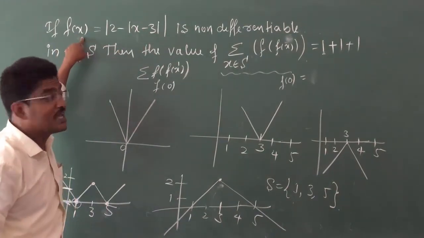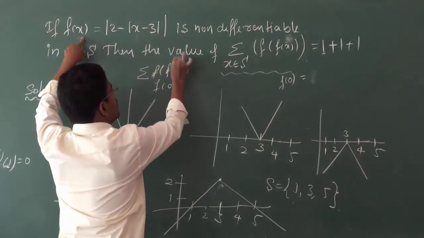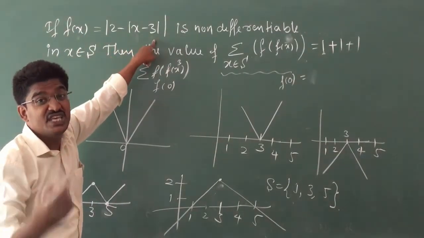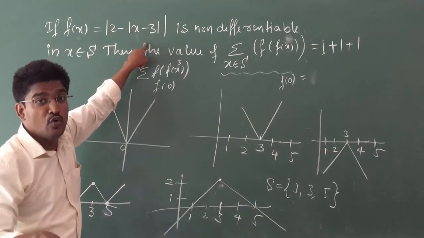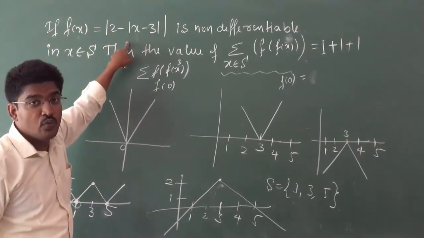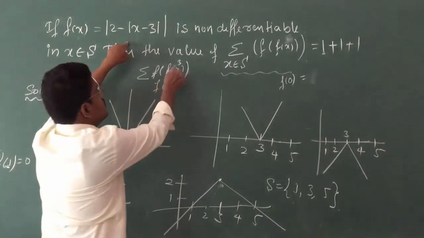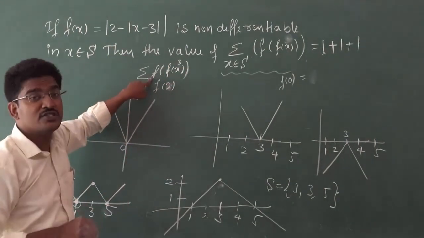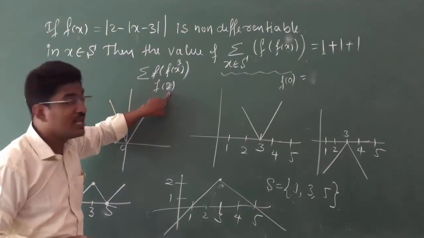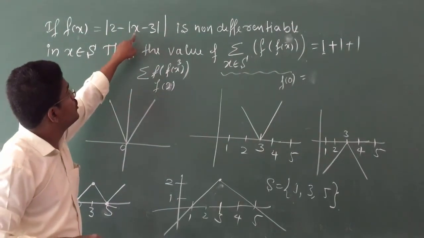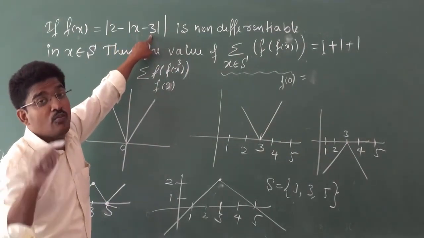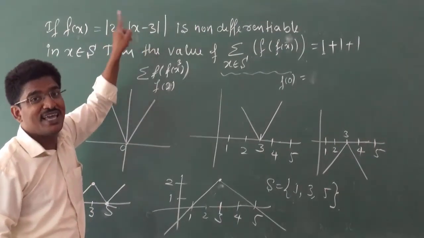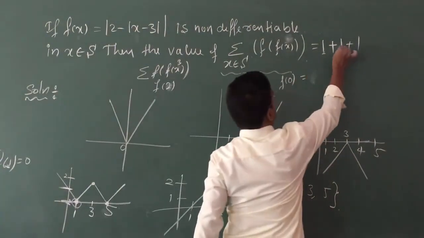f of 3 you have to calculate. Put 3 here, 3 minus 3 is 0, 2 minus 0 is 2, so f of 3 will be 2. Now you have to calculate f of 2, because outside you have again f. Put here 2, 2 minus 3 is minus 1, mod of minus 1 is plus 1, 2 minus 1 will be again 1, so it will be 1.